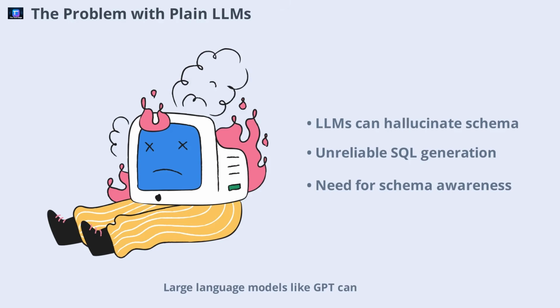Large language models like GPT can generate SQL queries from natural language, but there's a catch. They often hallucinate table or column names, or miss relationships in your actual database. For example, you might ask for customers who joined last month, and the model invents a table that doesn't exist. This is because LLMs don't inherently know your database schema. Without grounding in real schema context, their answers can be unreliable or even wrong. That's where Retrieval-Augmented Generation, or RAG, comes in.